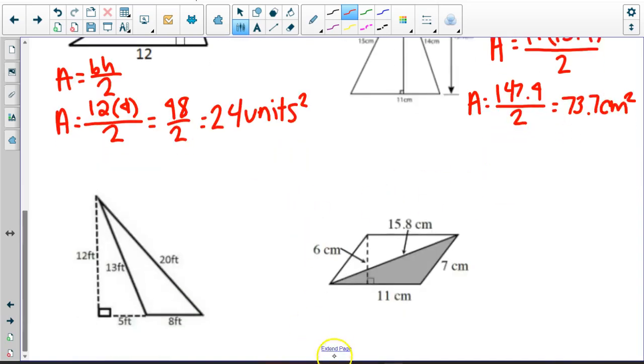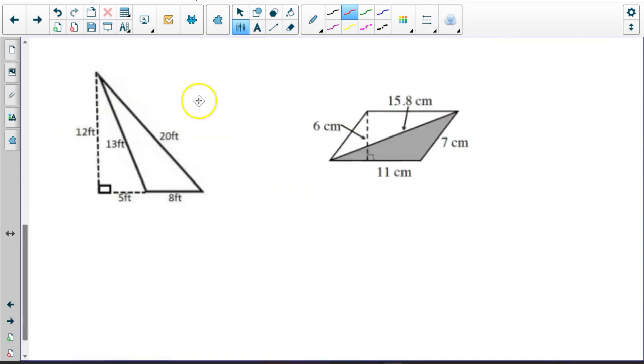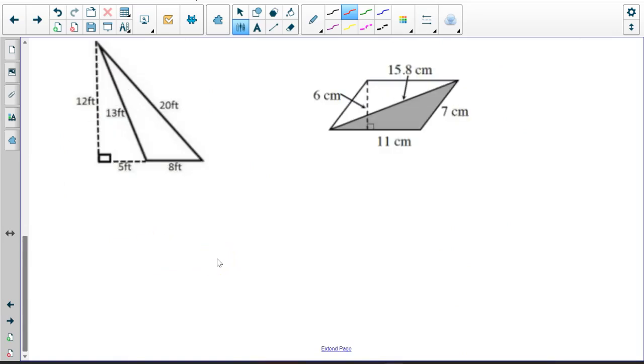Okay, next one. Again, 3-step process. First step is writing our formula. Area is equal to base times height divided by 2. This one is a little different. Here is our triangle in here. A lot of times they put all these extra numbers just to see if you know what you're talking about and to throw you off.